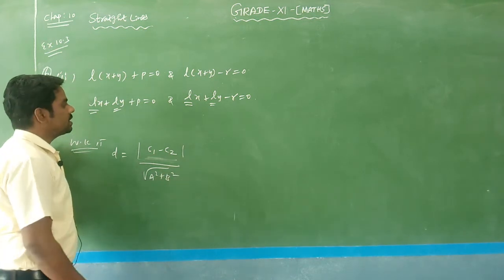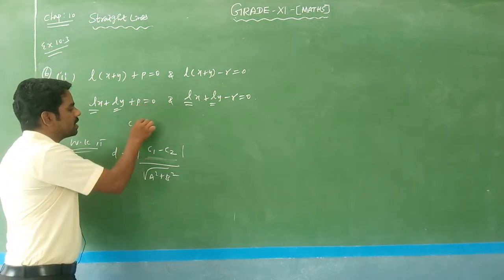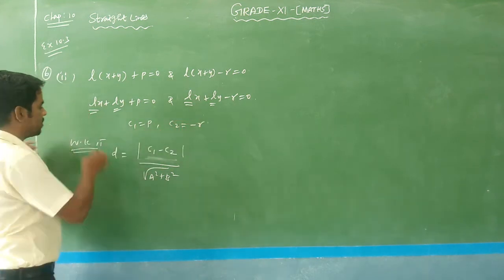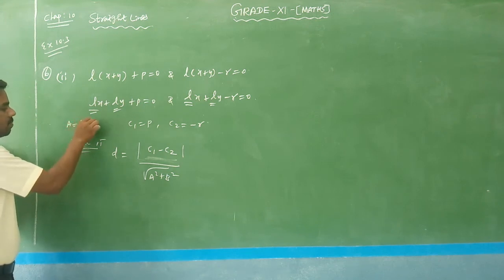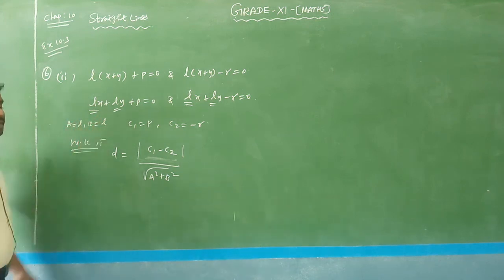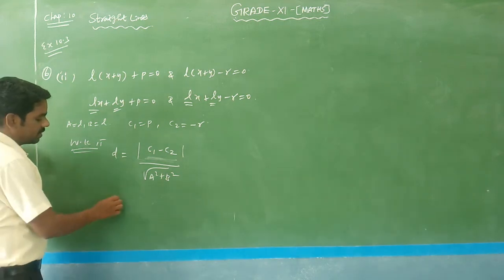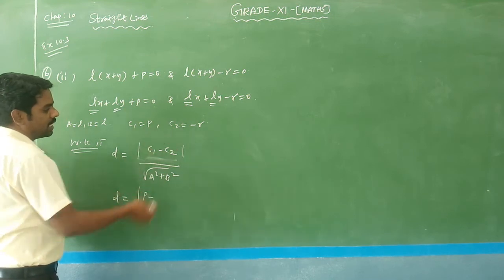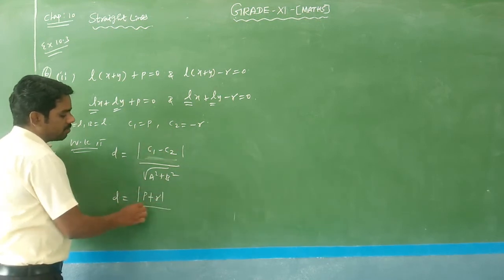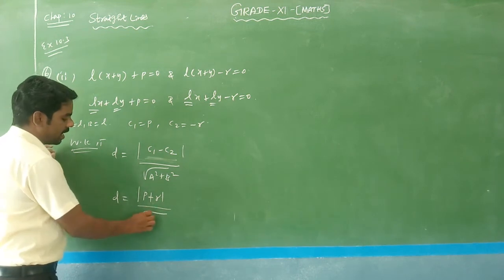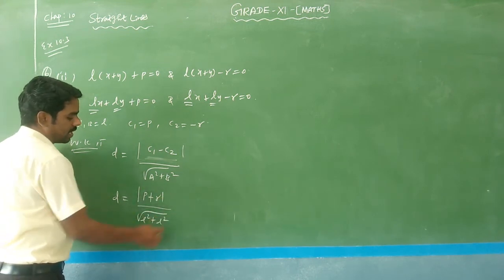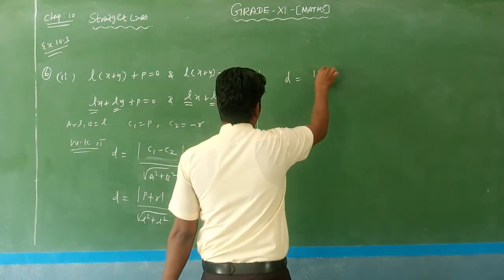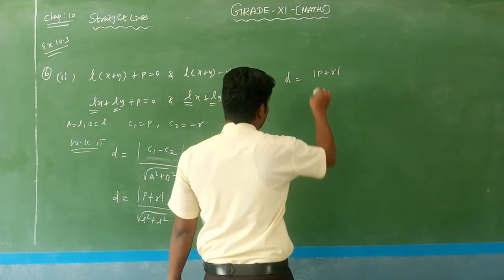Okay, right. Here c1 is equal to p and c2 is equal to minus r. a is equal to L and b is also equal to L. So a and b are also the same. So substitute these values: d is equal to modulus of c1 minus c2, that is p plus r, divided by root of a squared, which is L squared, plus b squared, which is also L squared.